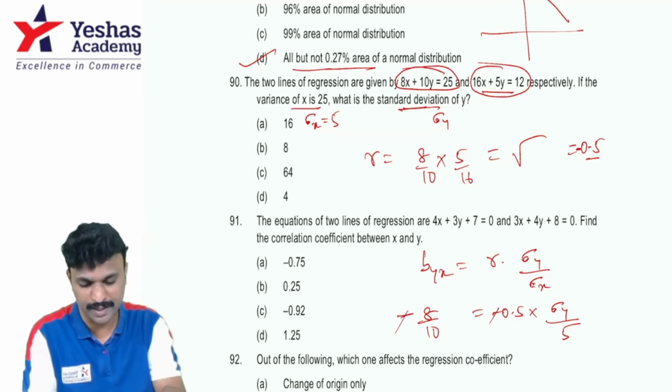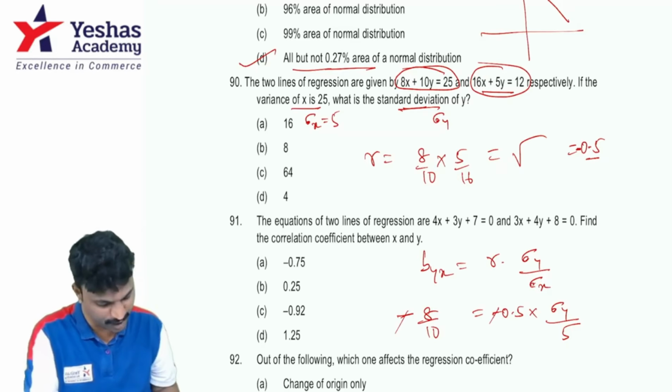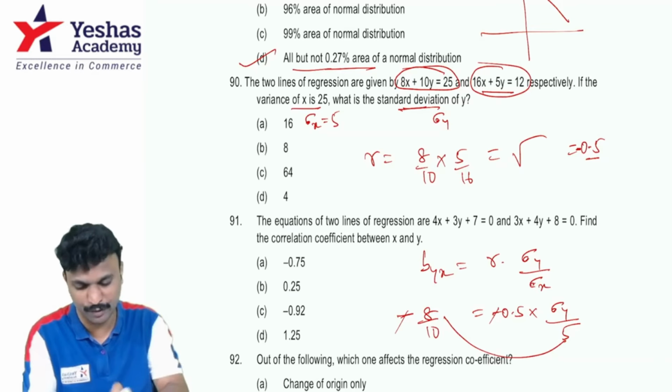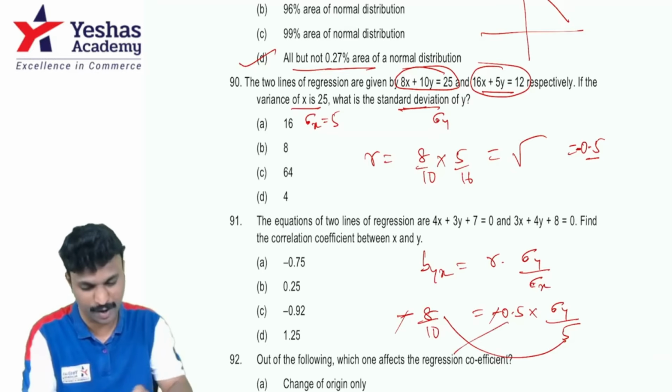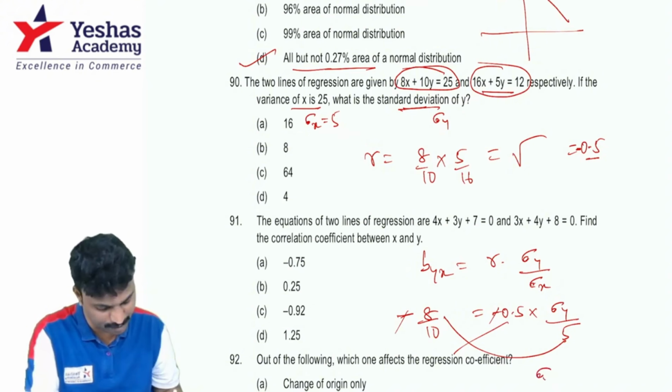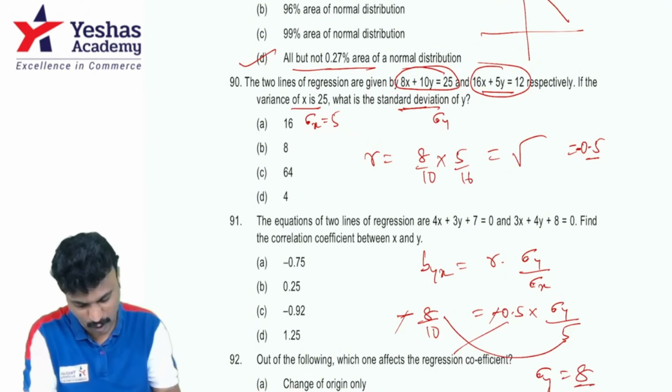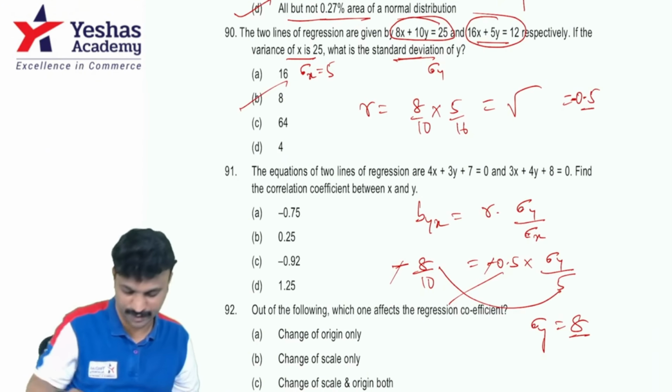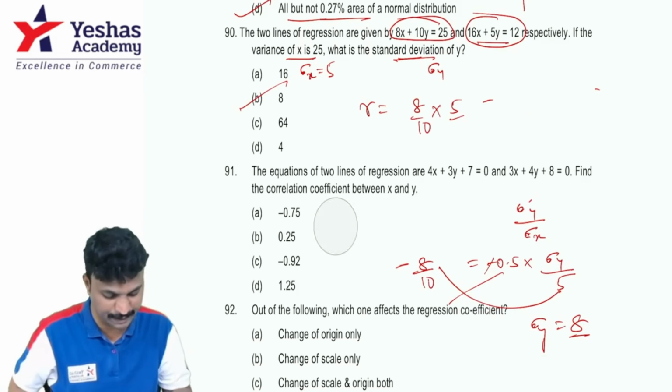Now, what you can do is 8 by 10 first of all, then cross multiply 5 into 5, then divide by 0.5. Press divide, type 0.5. How much did you get? 8. So sigma y is equal to 8. So option B is the right answer for question number 90.